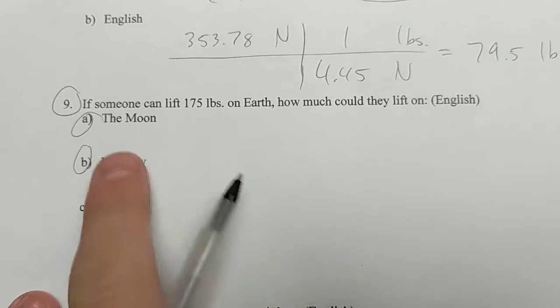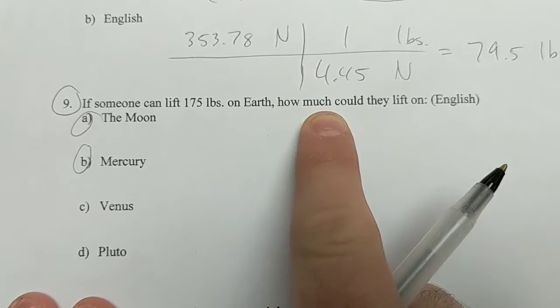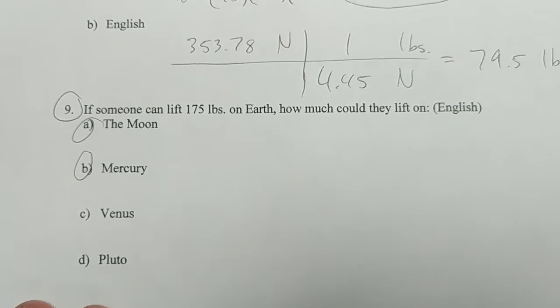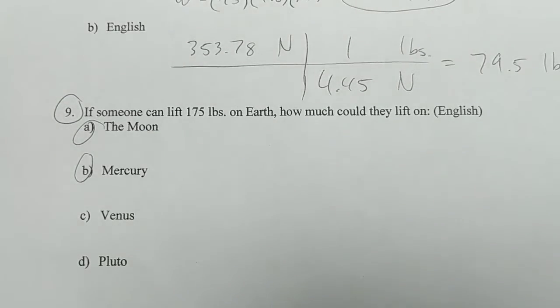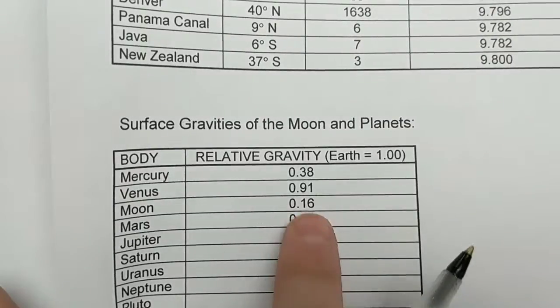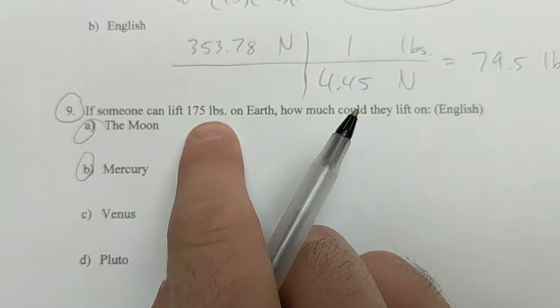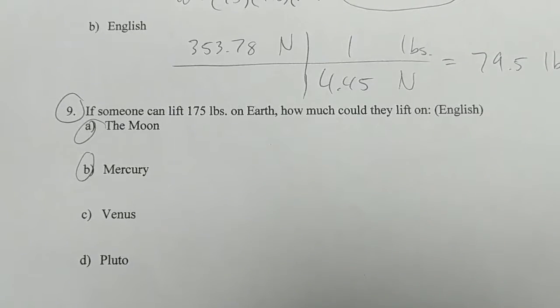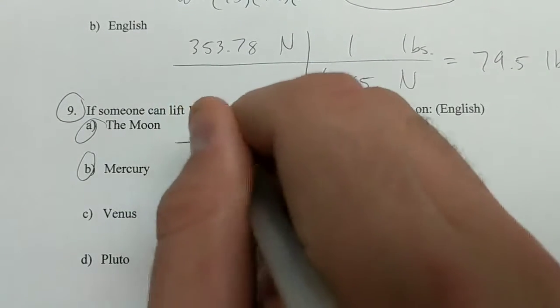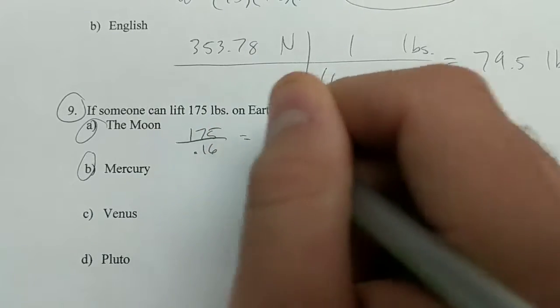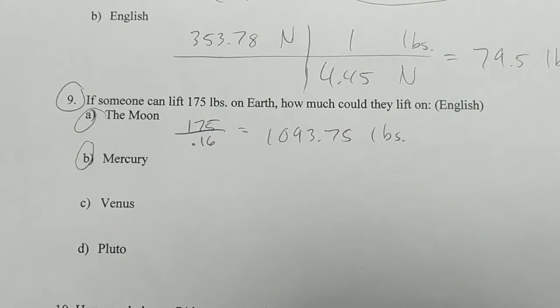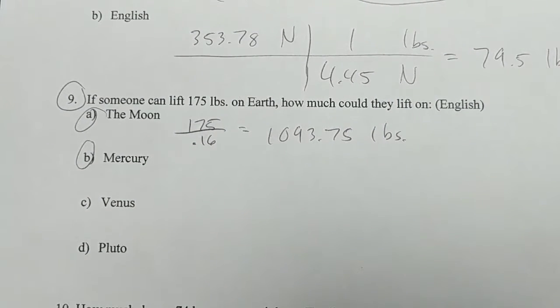All right, number 9. If someone can lift 175 pounds on Earth, how much could they lift on, and they give you a bunch of different options here. They want the English units because they give it to you in English. The moon, for example, has about 16%, 0.16, of Earth's gravity, so you should expect to lift more than 175 pounds. Instead of multiplying 175 times 0.16, you're going to do 175 divided by 0.16. When you do that, you get 1,093.75 pounds. You should be able to expect to lift almost 1,100 pounds if you can do 175 here.